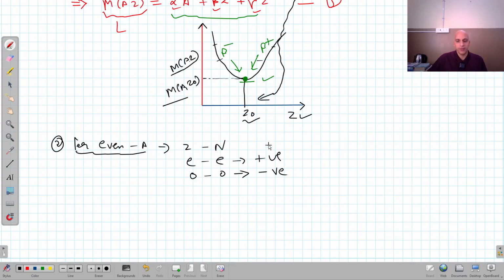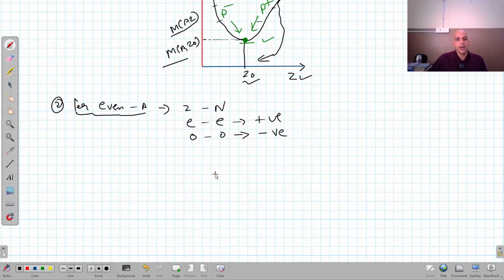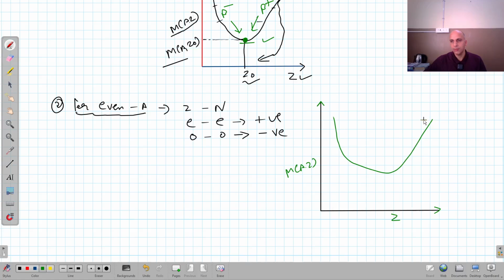So instead of getting one parabola, we will get two parabolic mass relations. I am plotting it here again. One corresponds to delta positive, and one corresponds to delta negative, right? You can see here, again, this is Z, M(A,Z). So here you will get two relations, right?